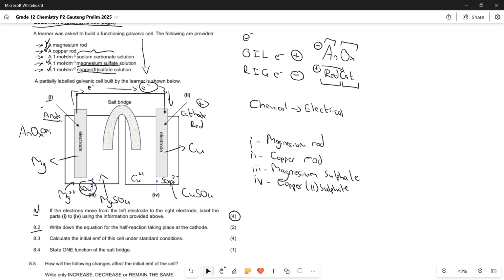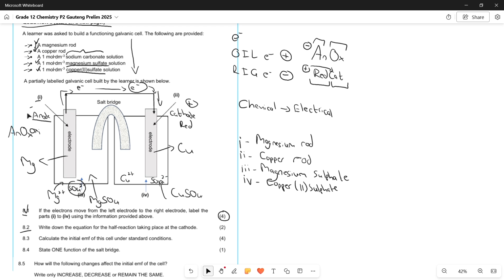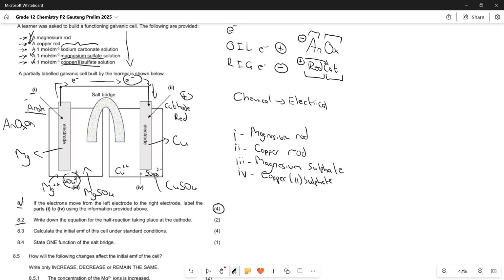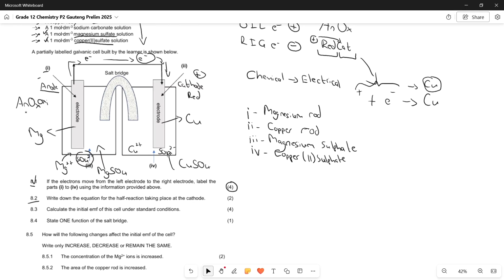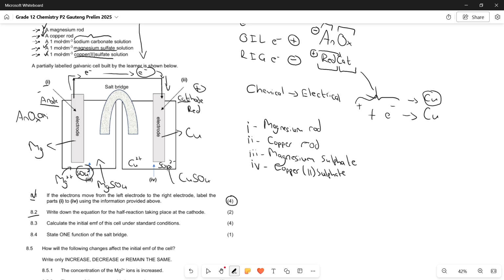Because then 8.2 over here says write down the equation for the half reaction taking place at the cathode. So at the cathode over here, we have reduction taking place. Reduction is the gain of electrons, which means we're going to have our ion plus however many electrons we have, and this is going to form the metal that we're dealing with. Okay, which means we're gaining electrons. These electrons are floating in our reactant side over here, and then they're going to form as part of the metal over there on the product side, which means that we know at the cathode we had the copper.